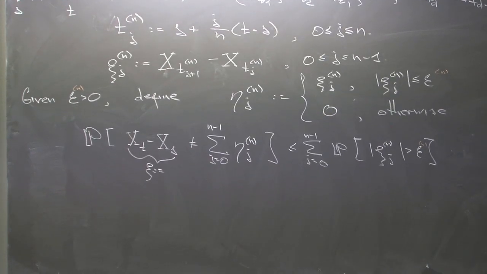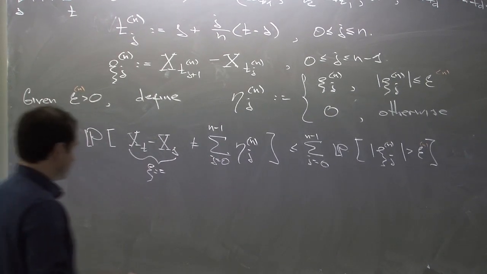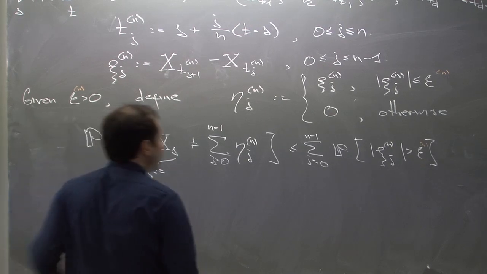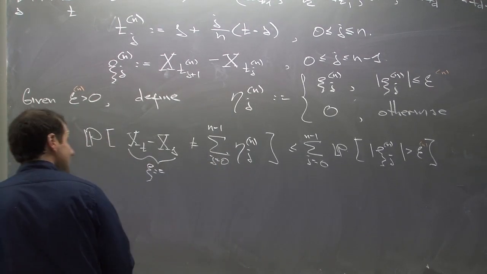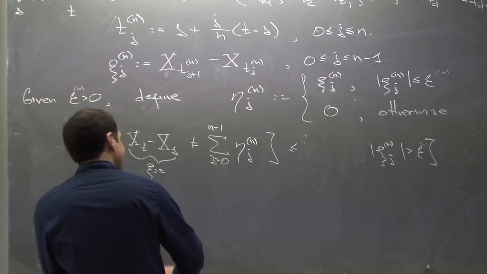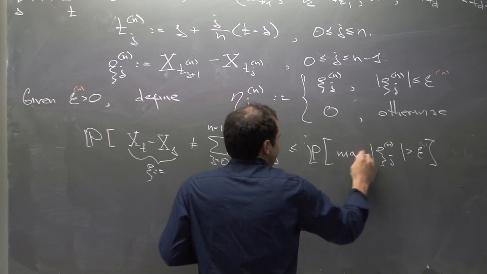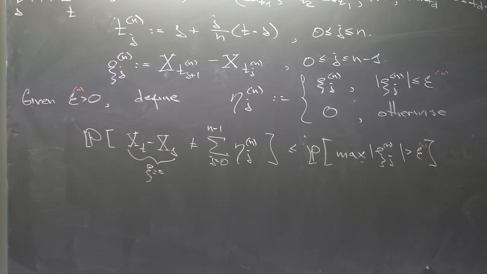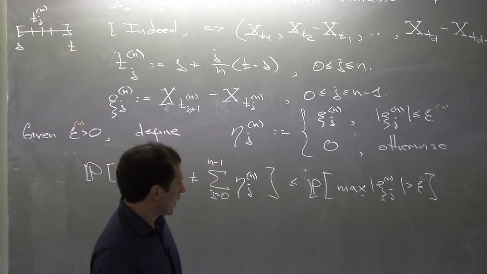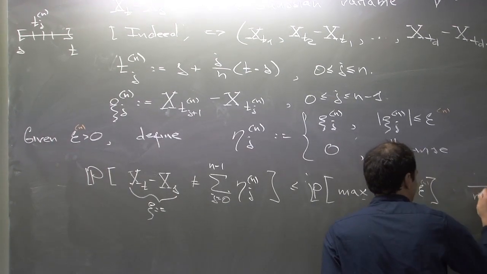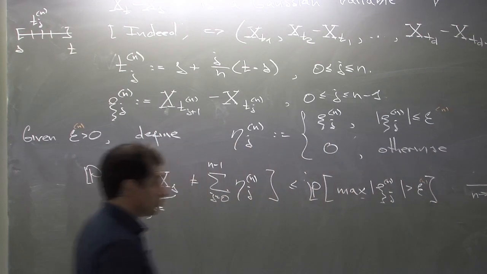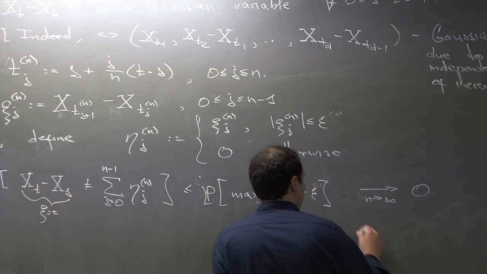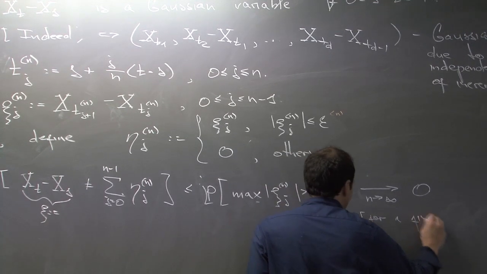So, what I'm saying is that, okay, let me write it down in some other way. Sorry, the probability that the maximum of these guys is greater than epsilon. So what I'm saying is that this tends to zero as n tends to infinity, at least for a fixed epsilon.